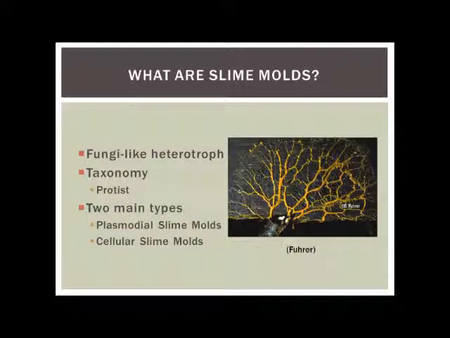Slime molds are fungi-like heterotrophs that are important in the decomposition of organic matter in the temperate and tropical forests. For the longest time, slime molds were thought to be a type of fungus because they act much like them in that they decompose dead material for food and reproduce through spores. The main differences are that slime molds belong to the kingdom Protista, they do not have hardened cell walls, and they move. The two primary types of slime molds are plasmodial slime molds and cellular slime molds.